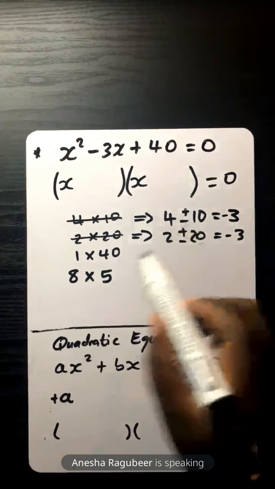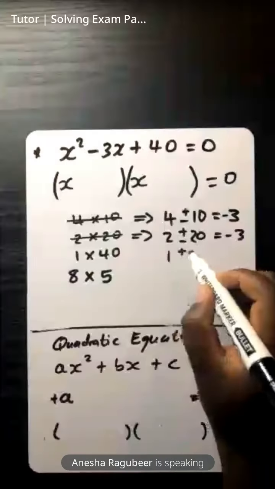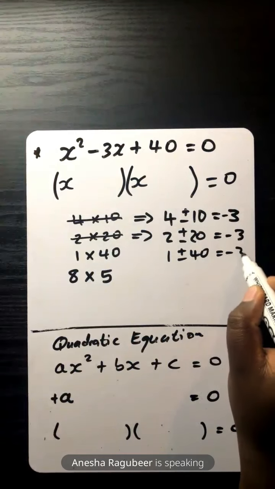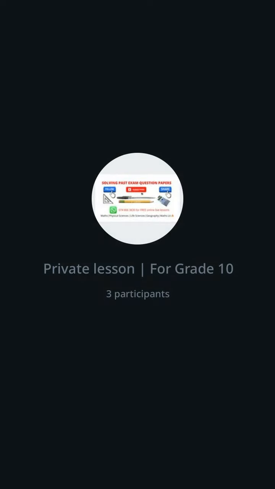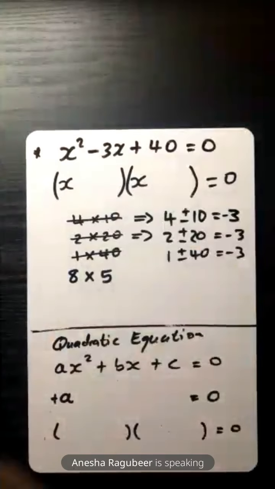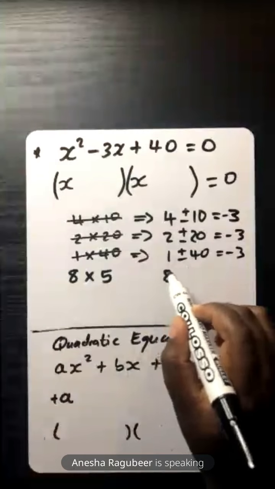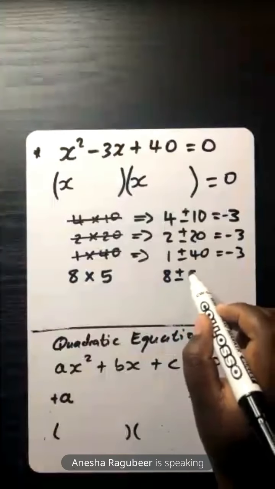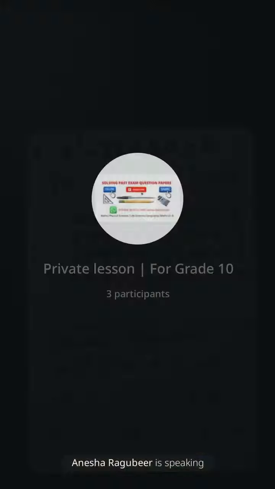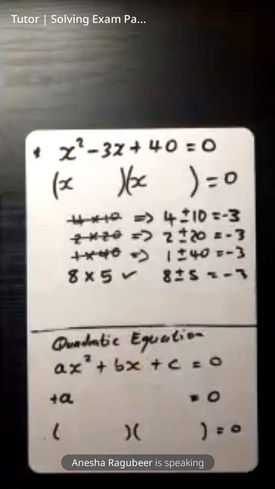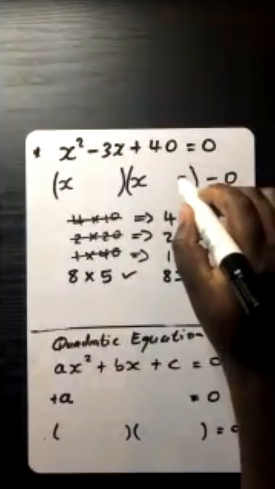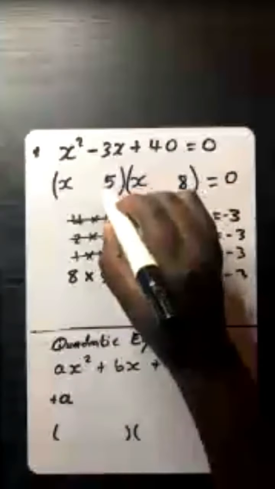Okay, so there, can we say maybe 1 add or subtract 40 such that it will give us negative 3? No, sir. So it fails. Yes, sir. Okay, so now can we say 8, either add or minus 5, and it gives us negative 3? Yes, sir. 100%, which means these are the factors. So it's either you write 8 there or 5 there, it doesn't really matter. So I can just decide to say 8 and 5.